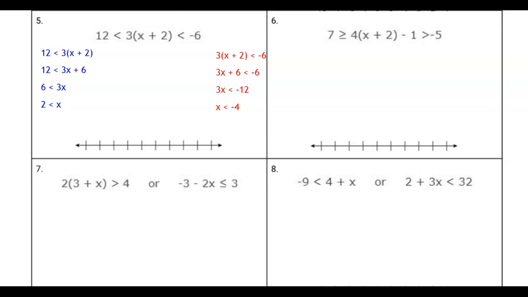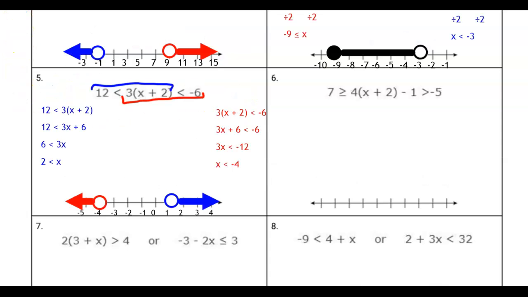In that first inequality, we have 12 is less than 3 times x plus 2. That's here. We solved by distributing, then subtracting 6 from both sides, then dividing both sides by 3. Same thing here. I started at 3 parentheses x plus 2 is less than negative 6, and I simply distributed, then subtracted 6 from both sides, then divided by 3. Now I have my compound inequality ready.